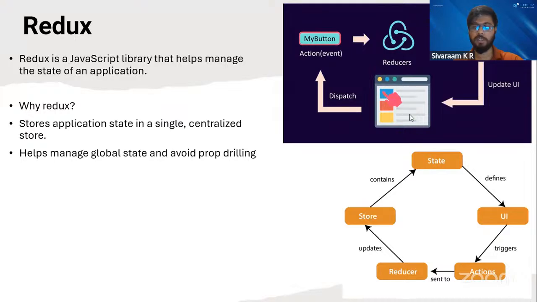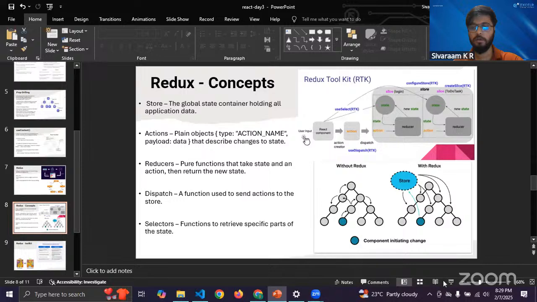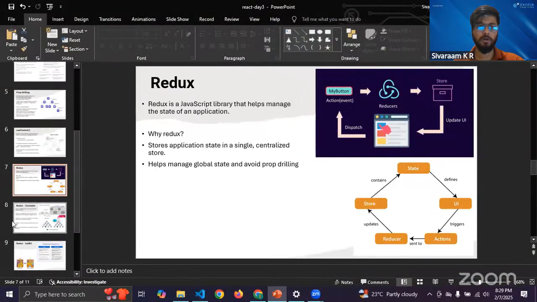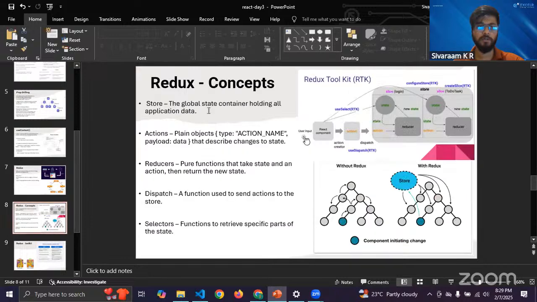So whenever there is a click or something inside the component here, this component will dispatch an action. Once it dispatches an action, this action goes through the reducer. Based on whatever action it is, the reducer will execute that logic and return a new state. Once it returns a new state, the component will update the UI. This is the process of how to use Redux and Redux concepts.